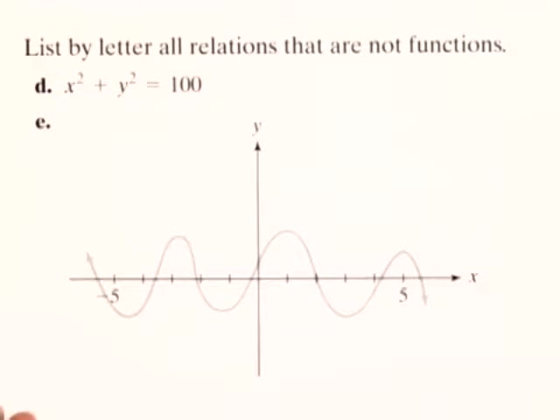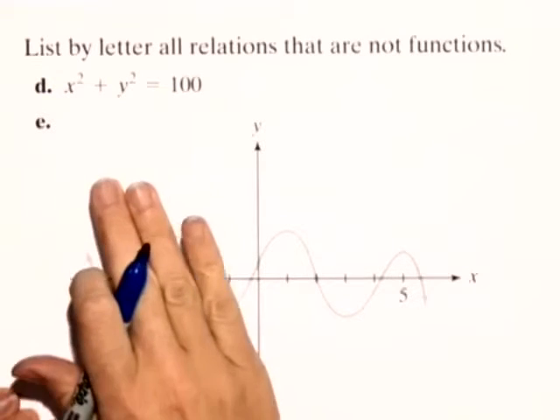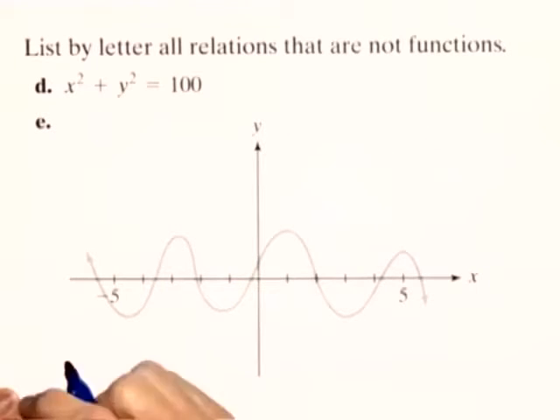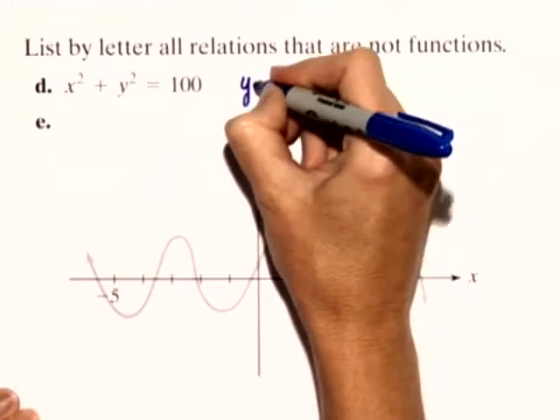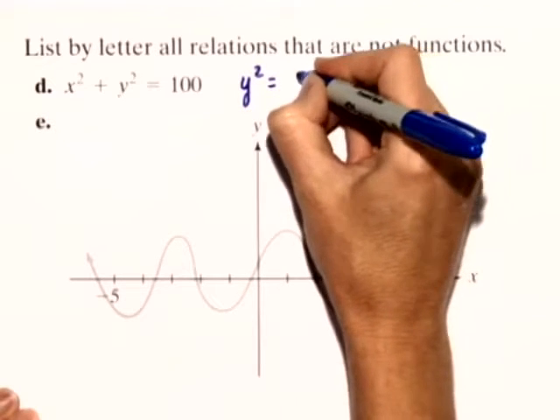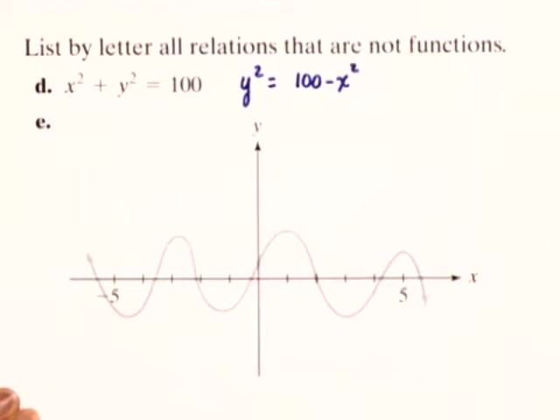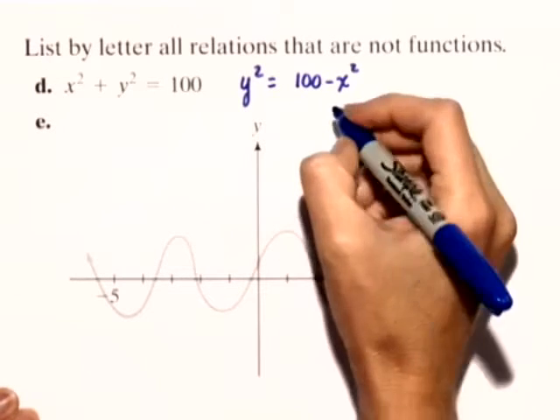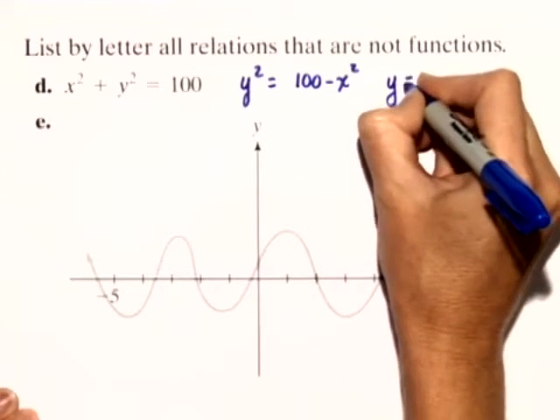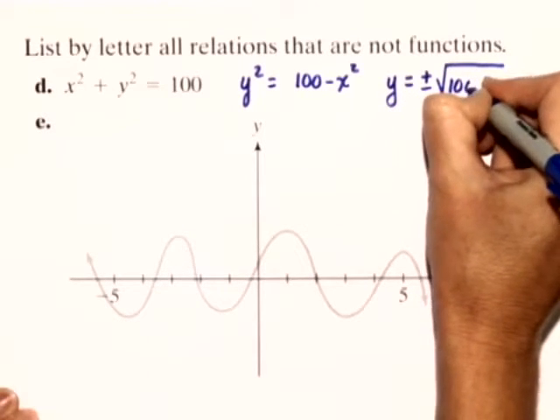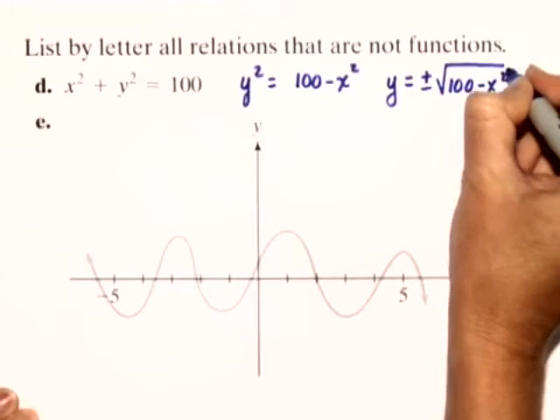In D, we actually have an equation. So the easiest way to determine whether or not this represents a function is to solve it for y. So we could say y squared equals 100 minus x squared. And then we could certainly take the square root of both sides. So we'll get y is equal to plus or minus the square root of 100 minus x squared.